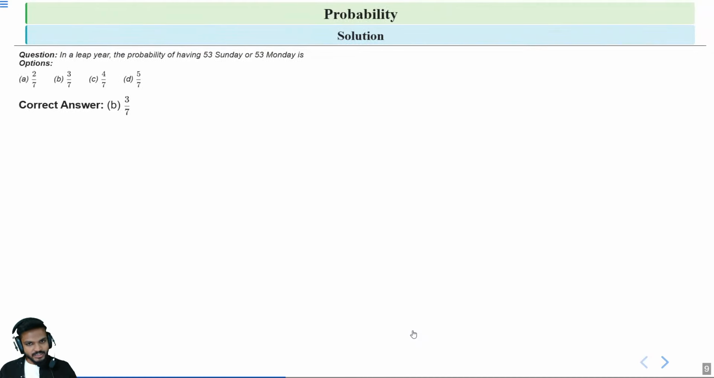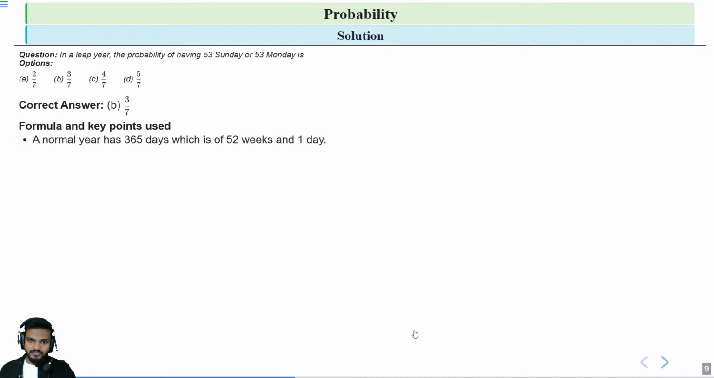Correct answer is option B, that is 3 by 7. So how do we get this? First thing, a normal year has how many days? 365, which is 52 weeks and 1 day. Just divide by 7. So we get a total of 52 weeks in a year plus 1 day. And this 1 day can be any day. It can be Sunday, Monday, Tuesday, it can be any day.